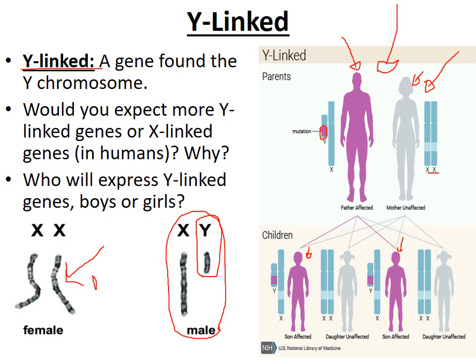The girl doesn't get the Y from the father, she gets the X, and because she gets the X from the father with no disease on it and the X from the mother with no disease on it, the girl will not have the disease. But the sons will be affected by a Y-linked gene. So we're going to take a look at more examples of patterns of inheritance with Y-linked genes and X-linked genes as well.